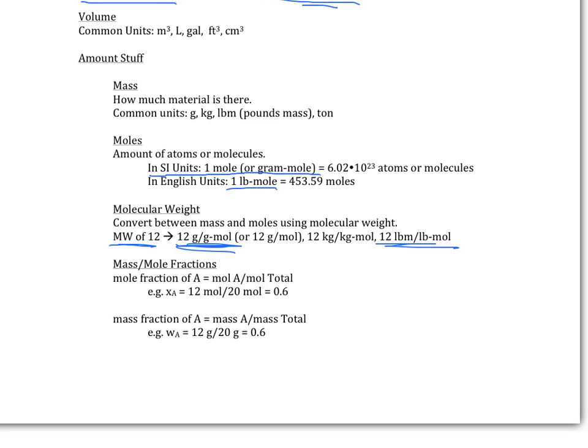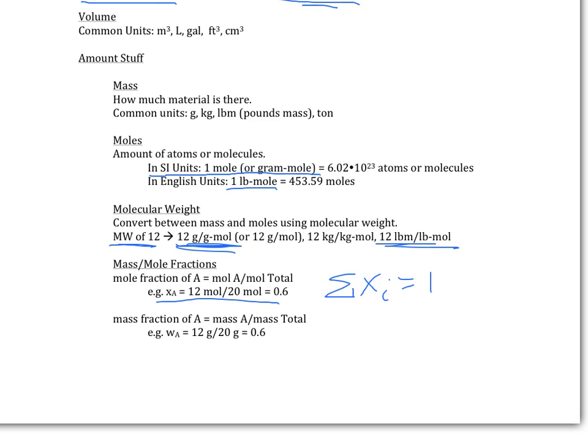Mass and mole fractions. The mole fraction is simply the number of moles of a species divided by the total number of moles. The mole fraction of A in this example is just 12 divided by 20: we have 20 moles total, and 12 moles of species A gives us a mole fraction of 0.6. Let me write this out here. The sum of x_i is equal to 1.